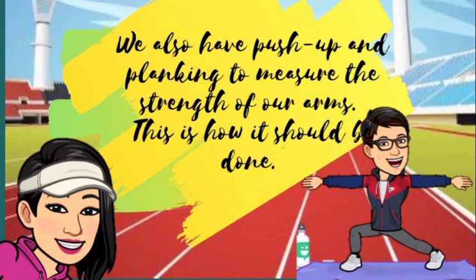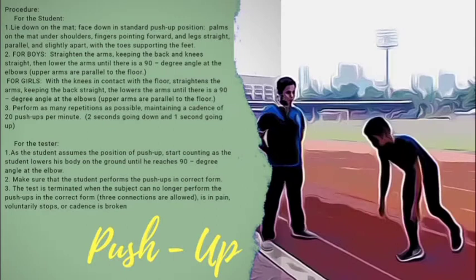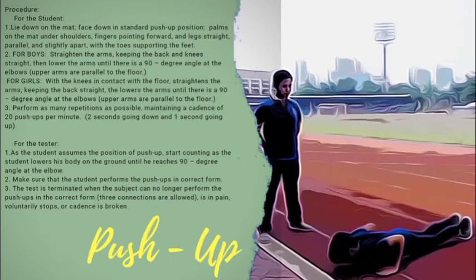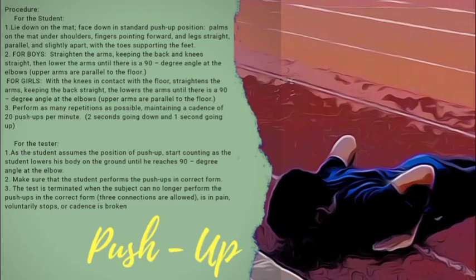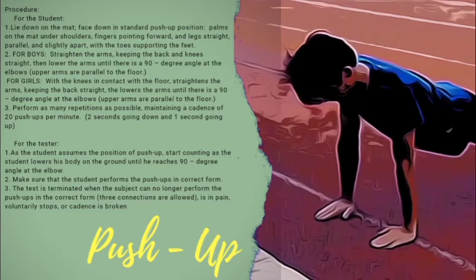We also have push-up and planking to measure the strength of our arms. This is how it should be done. For the performer, lie down on the mat, face down in standard push-up position. Palms on the mat about shoulder width, fingers pointing forward, and legs straight, parallel, and slightly apart with the toes supporting the feet. For boys, straighten the arms, keeping the back and knees straight.